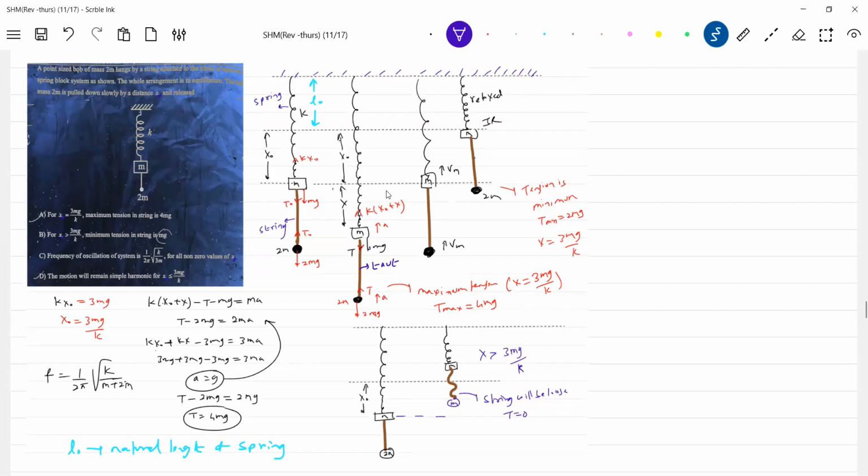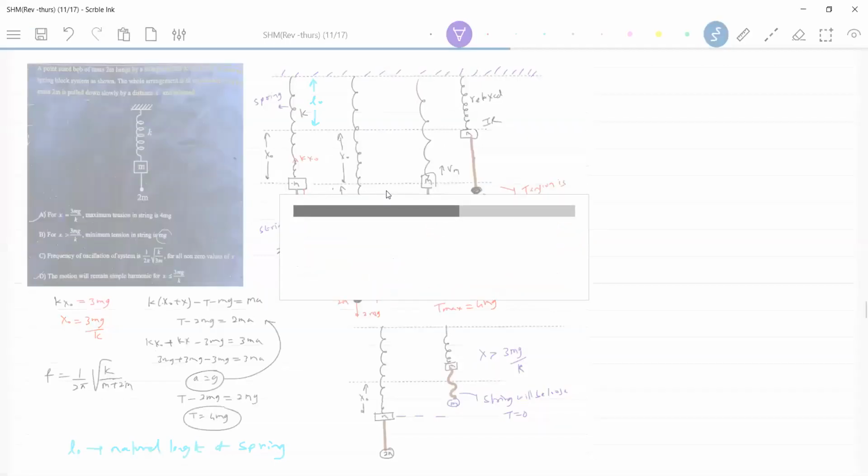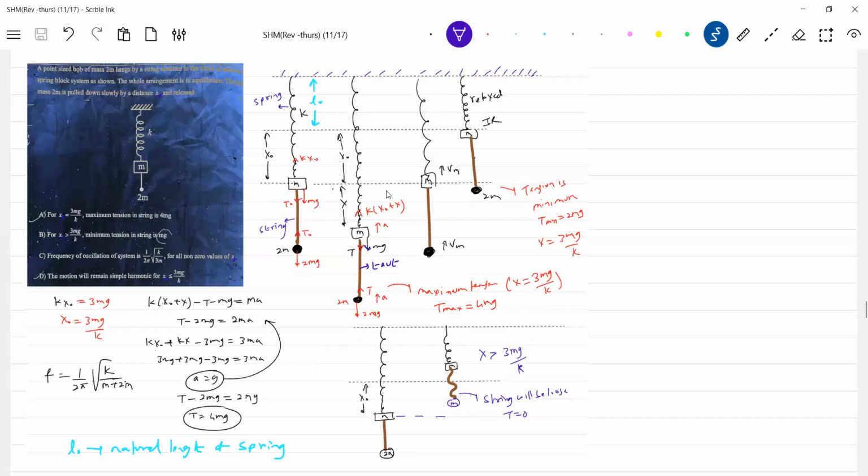That condition we have to write. Okay, the string will be taut. So let's write the equation. kx naught minus mg minus T is equal to ma. This is for the upper block. For the lower block, T minus 2mg equal to 2ma.